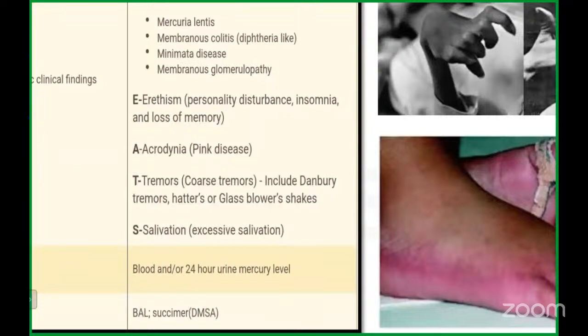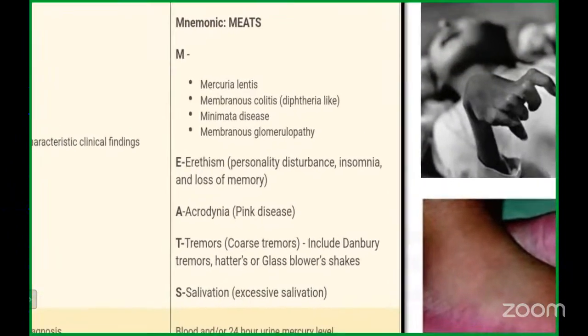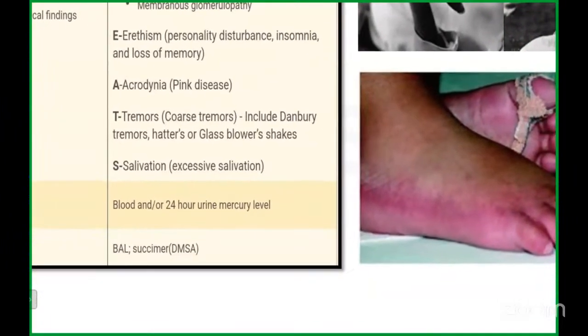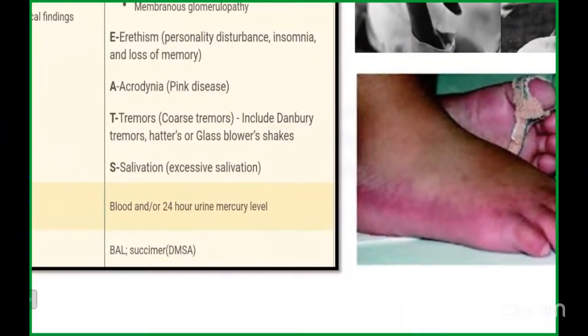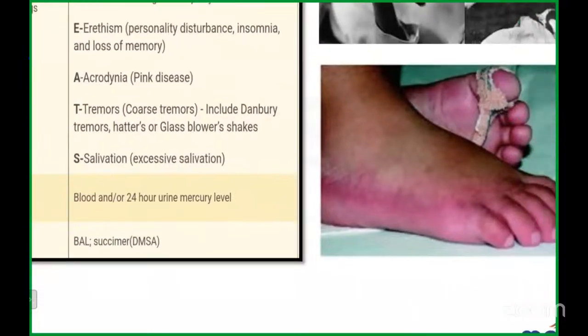Please remember this. Membranous, when you study nephrotic syndrome, when you come across membranous glomerulonephritis, one metal which can cause MGN is mercury. E for erethism. Erethism is a neuropsychiatric complication. It leads to personality disturbances, insomnia, retrograde amnesia. A for acrodynia, which is pink foot disease.